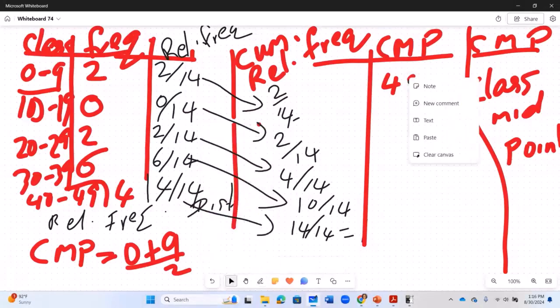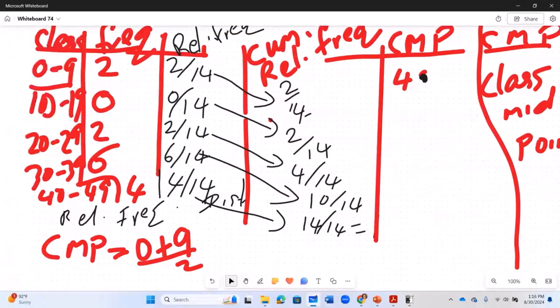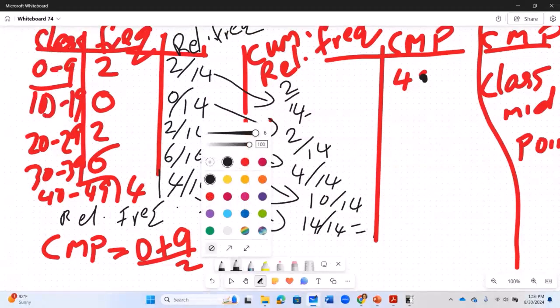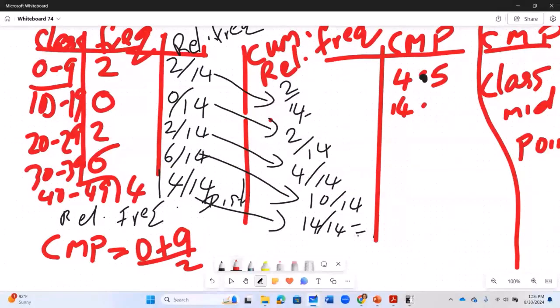I'm going to put 4.5 here. The class midpoint of the second class is 10 plus 19 divided by 2, so that is going to be 14.5. The class midpoint of the third class is going to be 24.5, because when I add 20 plus 29 divided by 2, I will have 24.5.